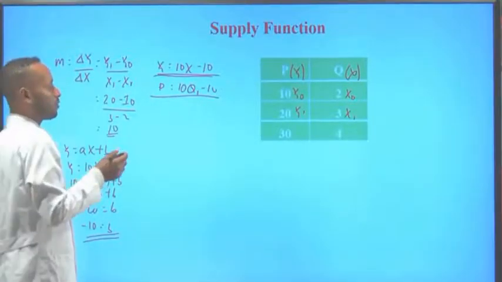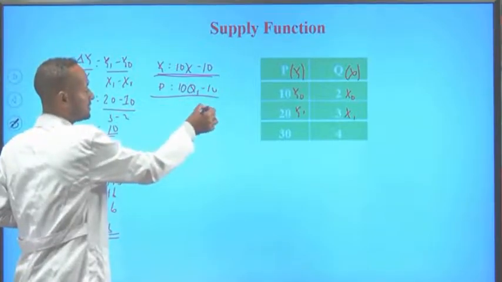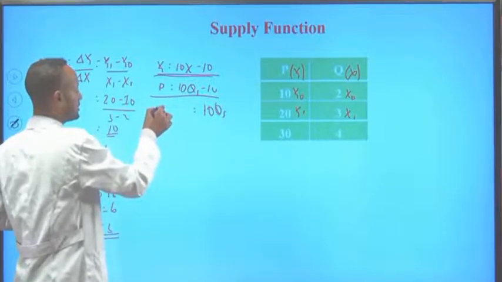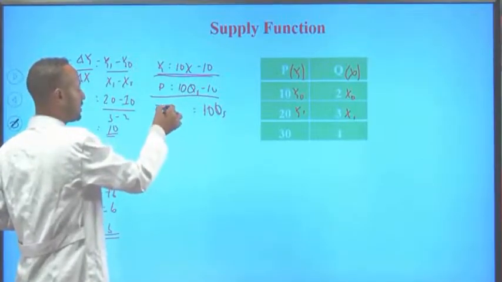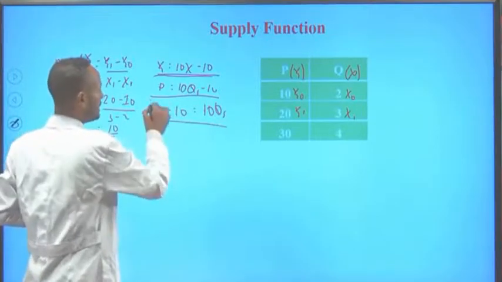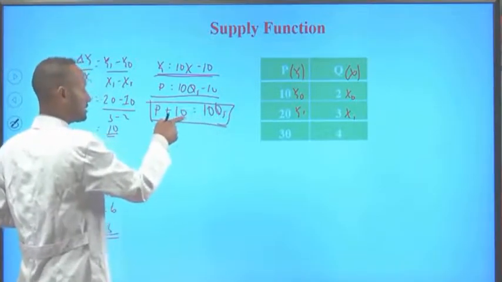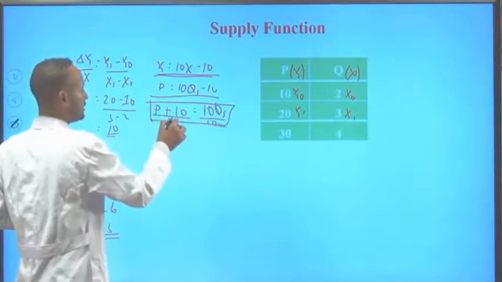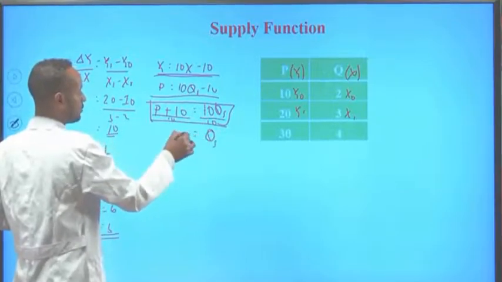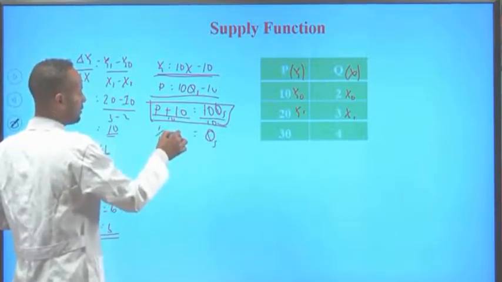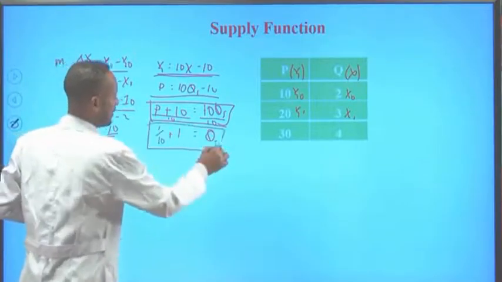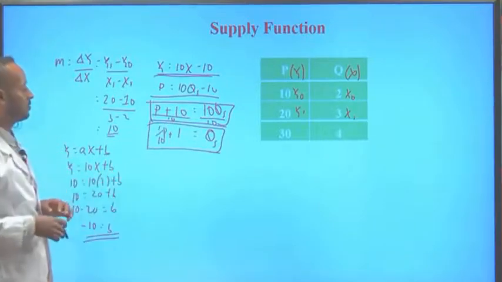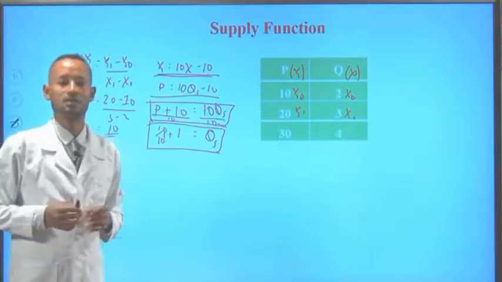So in order to put it in quantity supplied equals to form, let's leave this 10 quantity supplied as it is, and when we put this minus 10 to the left, we get plus 10. So 10 quantity supplied equals to p plus 10. When we divide both sides by 10, we are left with quantity supplied, which is equal to 1 over 10 p plus 10 over 10, which is 1. So this is our supply function: 1 over 10p plus 1, which is equal to quantity supplied.